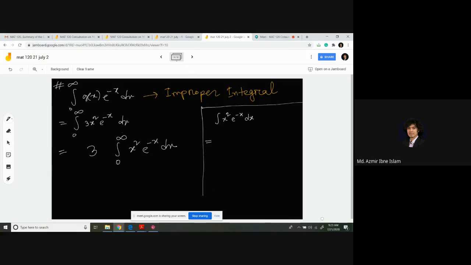So now we have to apply integration by parts. For integration by parts we have the LIATE method.